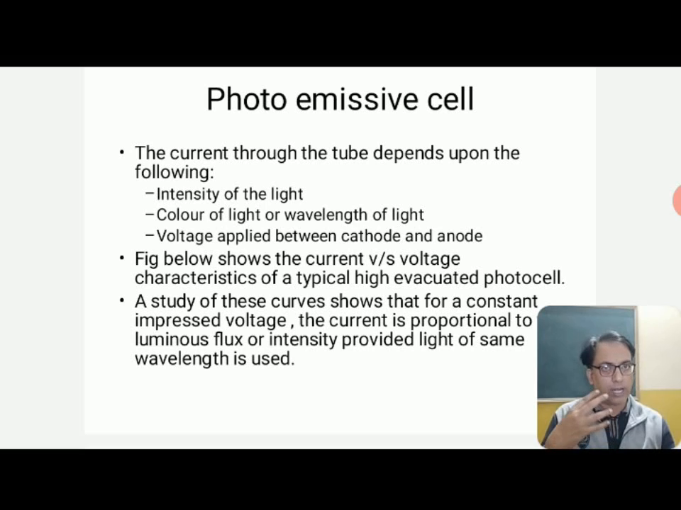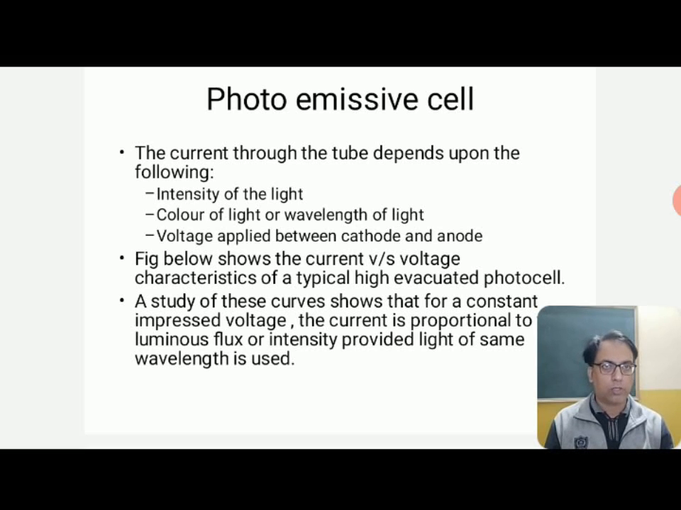As soon as you are increasing the intensity of the light, the current is increasing. If you are increasing the wavelength of the light, then the current is also affected. And if you are increasing the voltage between cathode and anode, naturally you are attracting the emitted electrons faster. Therefore, again you are increasing the current.